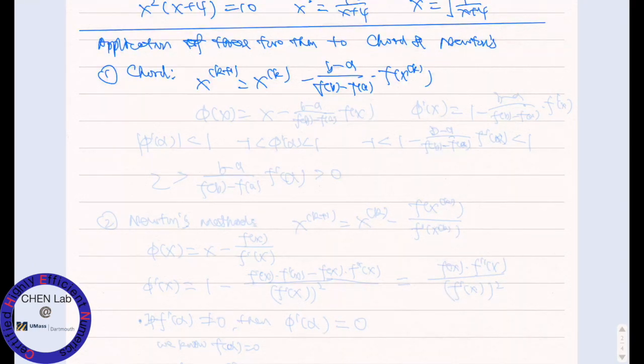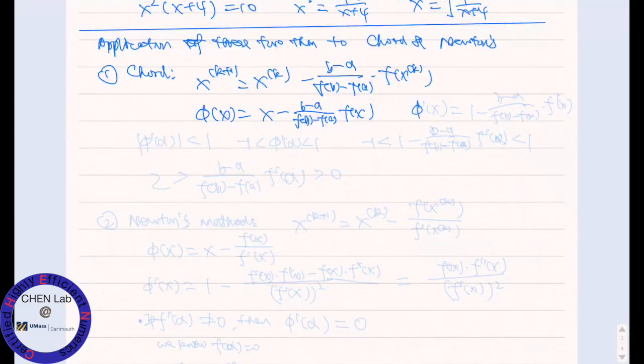So which means our phi of x, the phi of x equal to x, the phi of x is that guy on the right hand side. Turn that into a function of x. So this is x minus b minus a over f b minus f a times f of x. That's the guy on the right hand side. So if the iteration converges, you get x is equal to phi of x. And again, we're just repeating what we concluded. We need to look at the phi prime. So let's actually look at the phi prime.